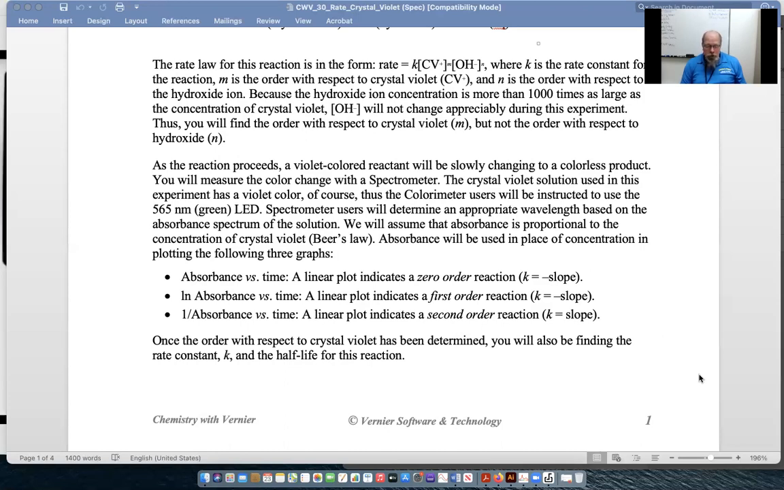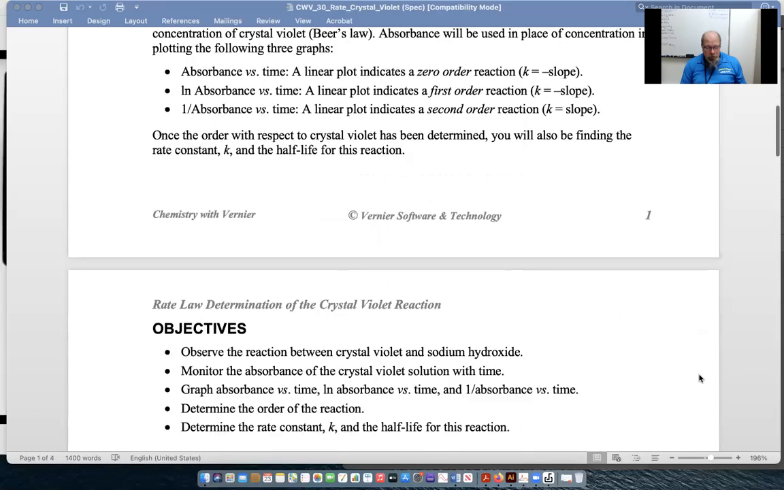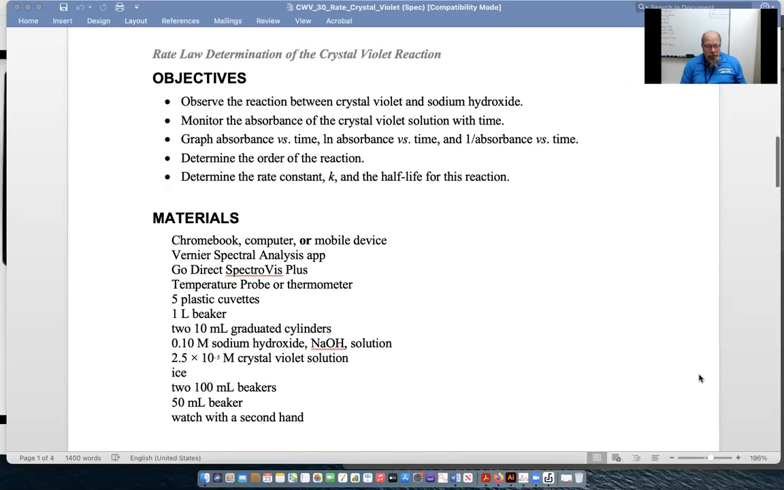That also helps you determine what the rate constant, the K value, is for that setup, because that's tied into the slope of whichever line gives you a straight line relationship: either absorbance versus time, linear; natural log of absorbance versus time; or 1 over absorbance versus time. The materials that we're going to be using and the objectives, you can look at more as you have your lab procedure in front of you.